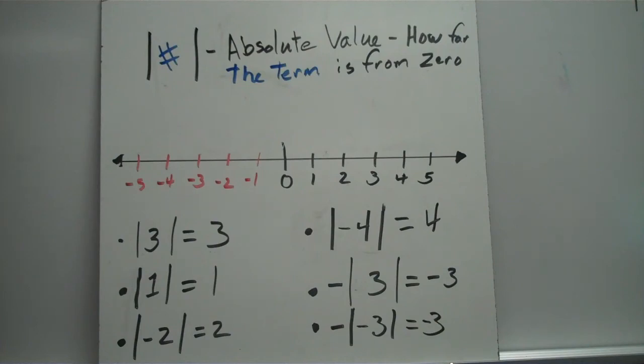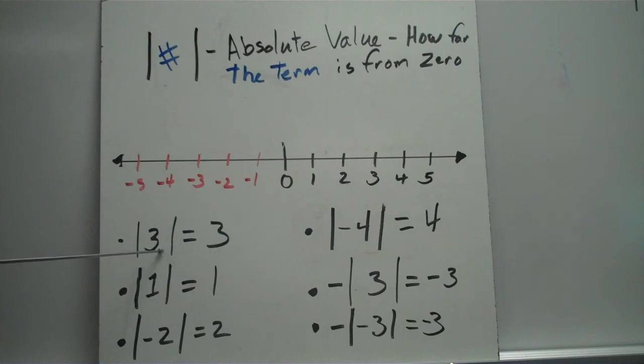So when you're doing a problem that has absolute value, everything inside the brackets is going to have to go where the parentheses would go. So that would go among the first operations to go. So let's look at some examples here.